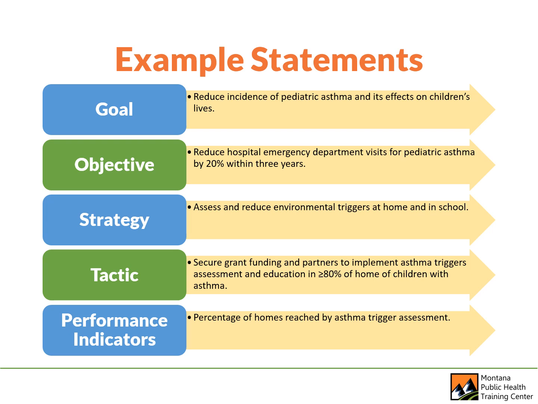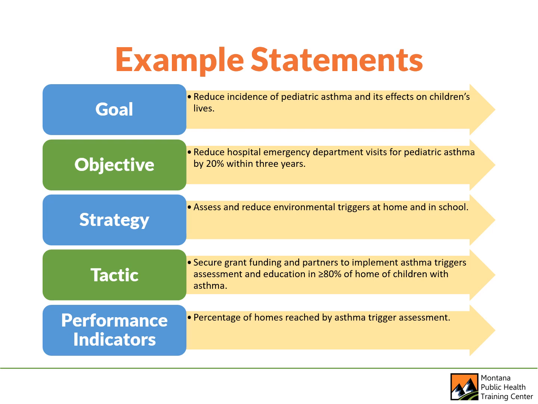So what are some strategies in order to do this? Assess and reduce environmental triggers at home and in the school, because we know that with asthma, a lot of those environmental triggers can cause those asthmatic attacks. So working with parents that have kids that are asthmatic, as well as in schools, making sure that there are not those environmental triggers, or at least trying to reduce those.